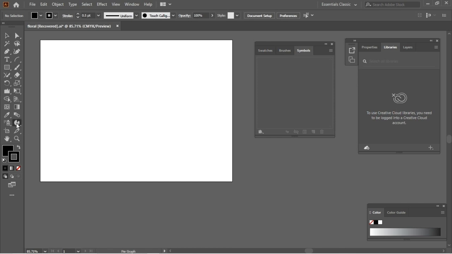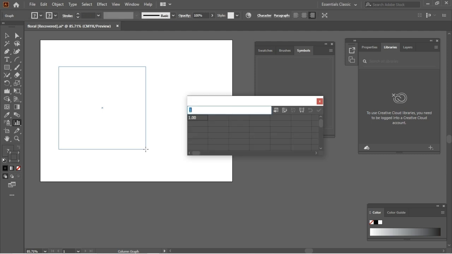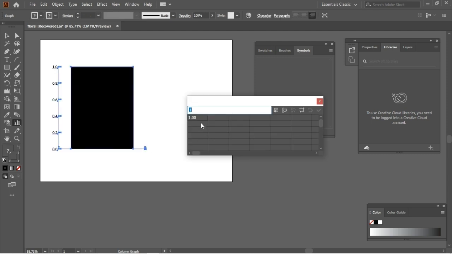Hello everyone, in this lesson I will show you how to use the graph tool of Illustrator. With the graph tools you can make different styles of graphs. The first tool under this is the column graph tool.